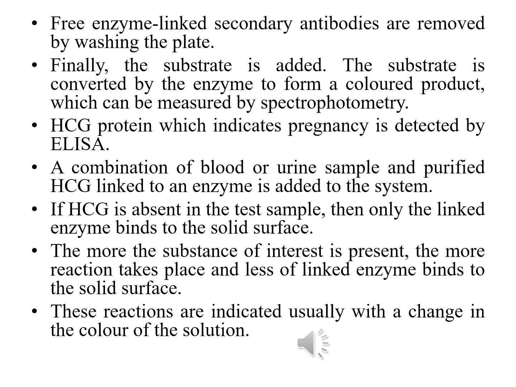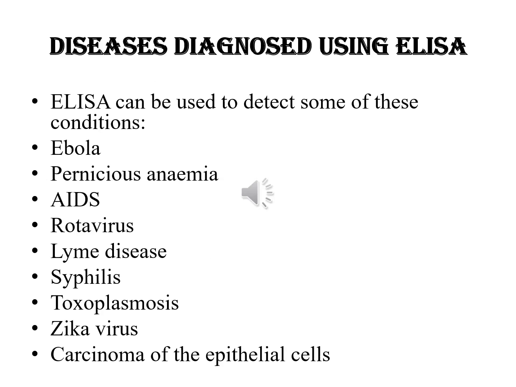Now we are going to see about the diseases that can be diagnosed using ELISA. ELISA can be used to detect some of these conditions: Ebola, pernicious anemia, AIDS, rotavirus, Lyme disease, syphilis, toxoplasmosis, Zika virus, carcinoma of the epithelial cells.